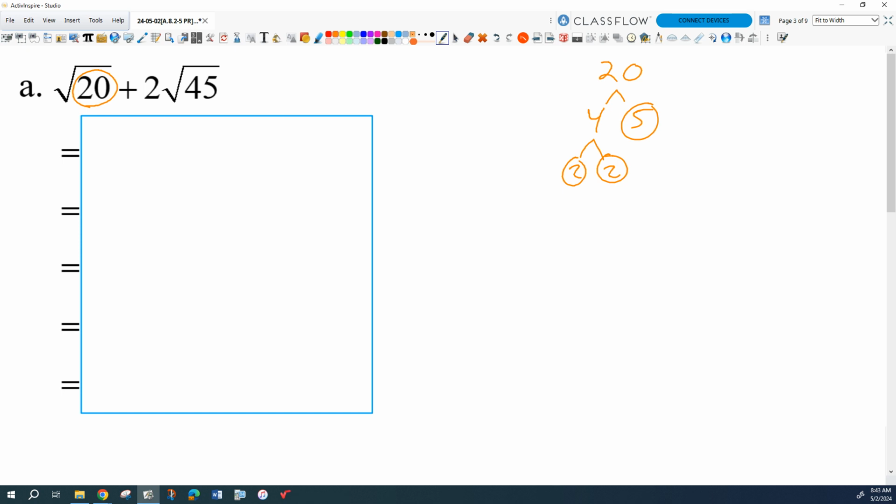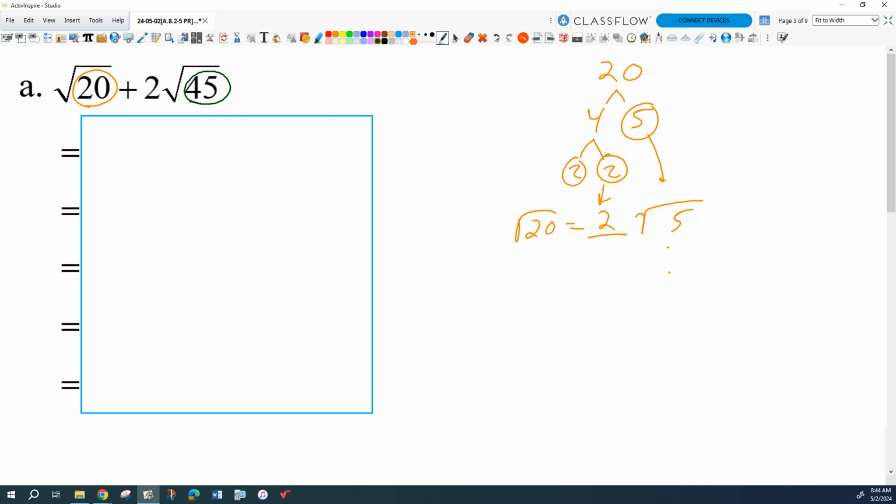What's our little saying? Couples go out, singles stay in. Okay, so what's going to go outside of the radical with the 20? The 2, yeah. So the square root of 20, the outside part is going to be 2, right? I only put one 2 out there though, right? For each couple, they donate one outside number. What's stuck inside? The 5, yeah. Okay, good.